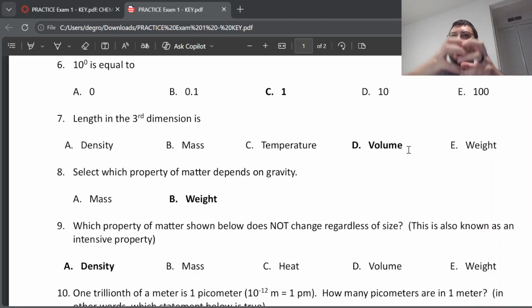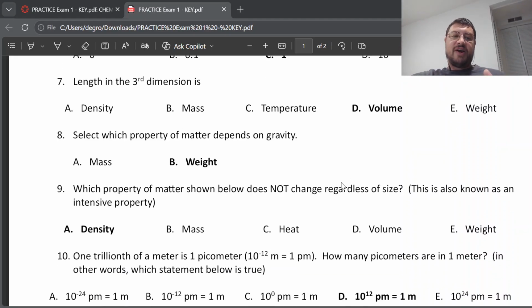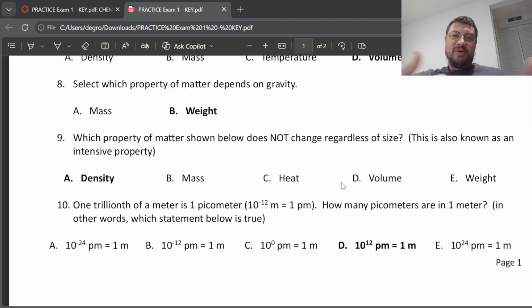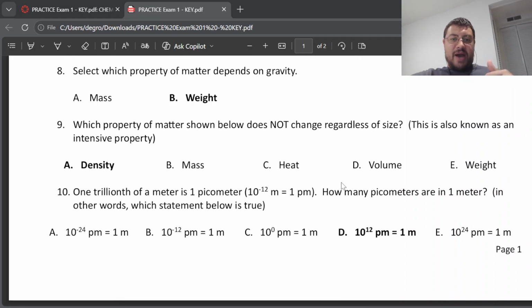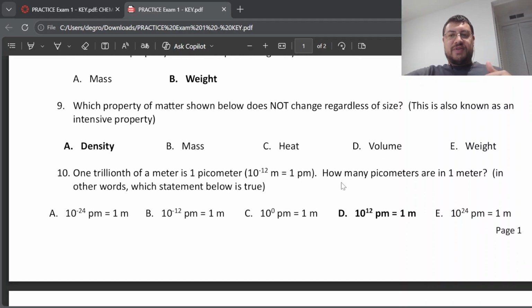Mass is the actual amount of stuff, the actual amount of atoms you have, whereas weight is mass, but how much force you have from gravity pulling on it. So my favorite example is if I go to the moon, I'm still the same Josh. I still have the same mass, but my weight will decrease. So weight depends on what planet you're on, how much gravity is there, gravitational pull. All right, which property of matter does not change regardless of size?